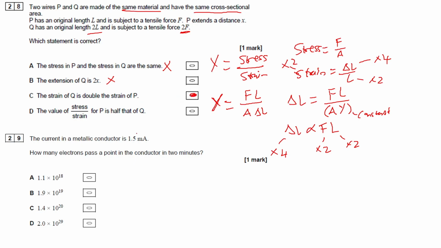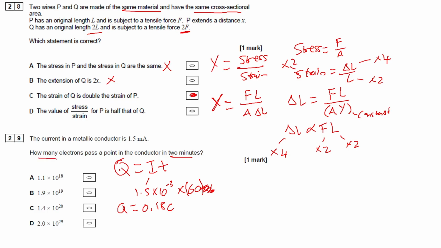Okay. For question 29, we need to work out the charge, which is Q equals IT, and the current is given to us as 1.5 times 10 to the minus 3, and the time of 2 minutes converted into seconds is 120. And we get a charge of 0.18 coulombs. So this point has a charge that passes through a total of 0.18 coulombs.